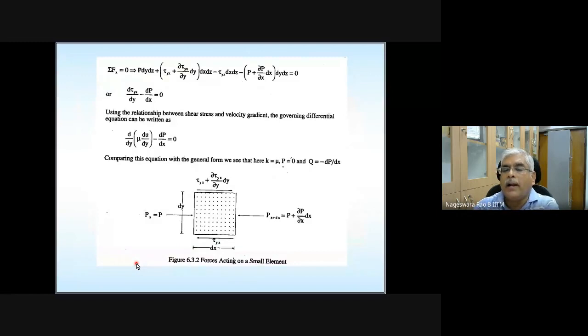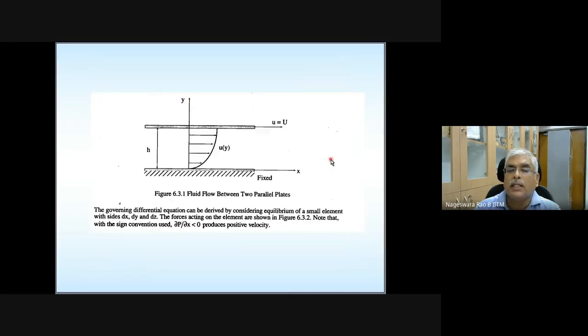Now compare this differential equation with the general one-dimensional boundary value problem differential equation. If you do that, this is what you can observe. K is equal to K. The position of K in the general one-dimensional boundary value problem is taken by this nu here, okay? And P is equal to 0. Q is taken by minus the derivative of P with respect to X. This one. What is this P? P is nothing but pressure.